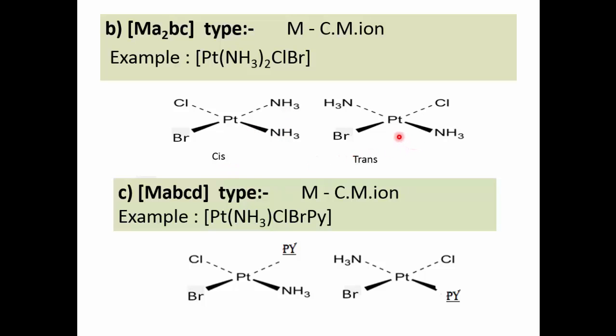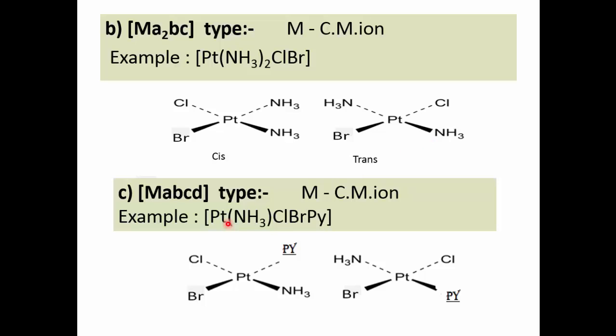See, in case of this, same ligands NH3 are opposite to each other. Bromide and chloride are opposite to each other. Therefore, this is called the trans isomer. Ammonia molecules, same ligand, are present opposite to each other.